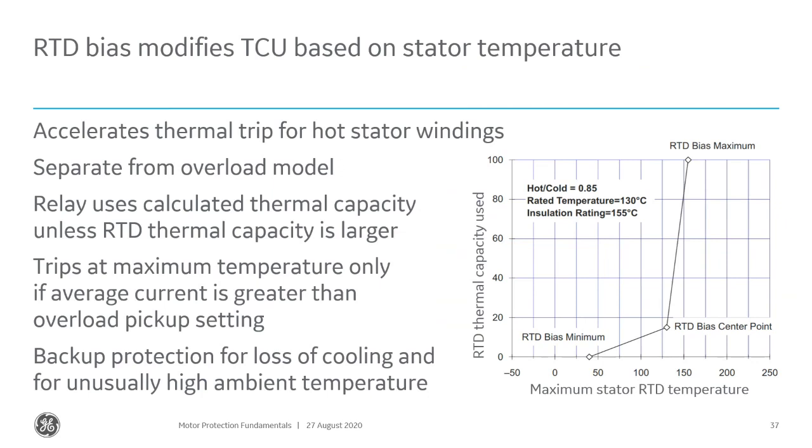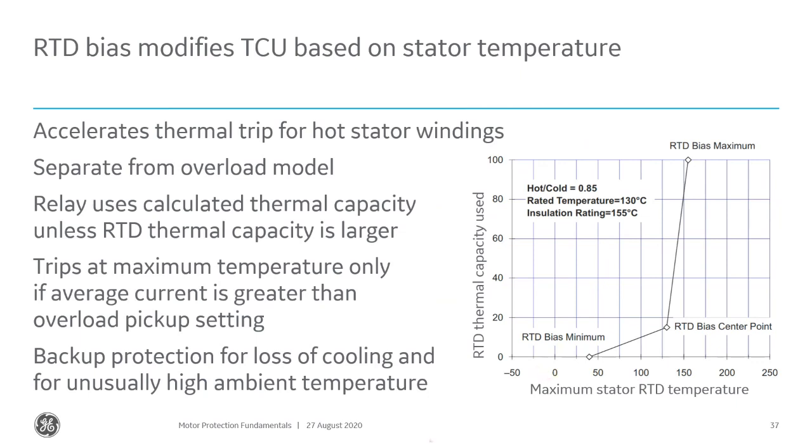The relay uses the calculated thermal capacity unless the RTD thermal capacity is larger. It trips at maximum temperature only if the average current is greater than the overload pickup setting. So it's got to be in an overload condition to use that thermal model as a reason to trip. This is backup protection for loss of cooling and unusually high ambient temperature.